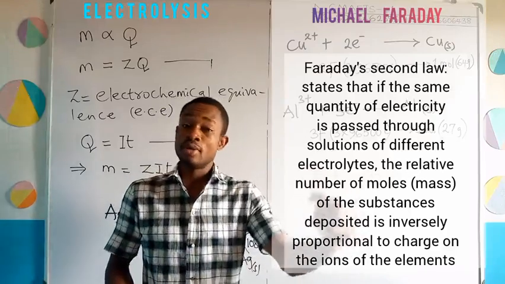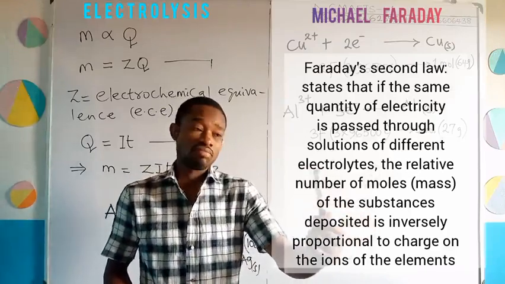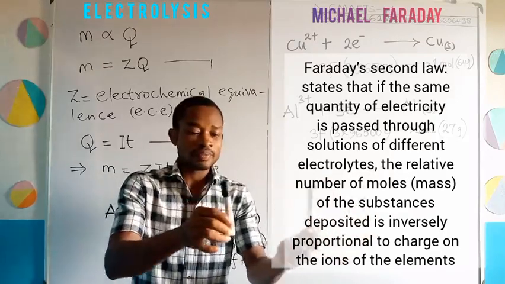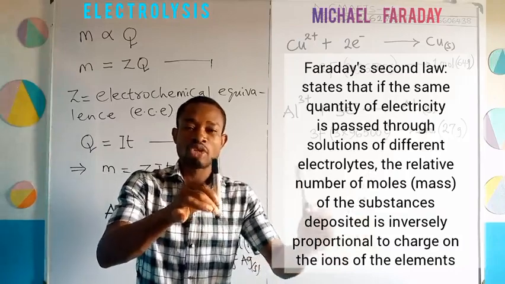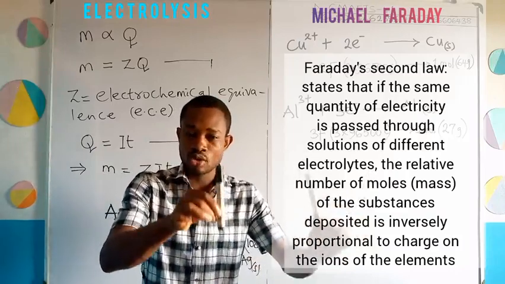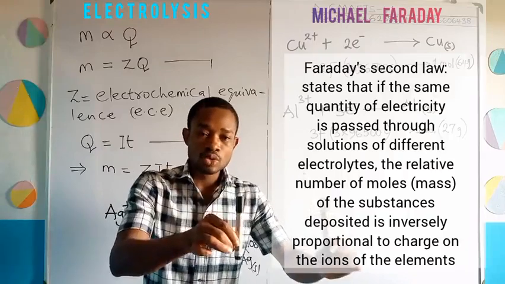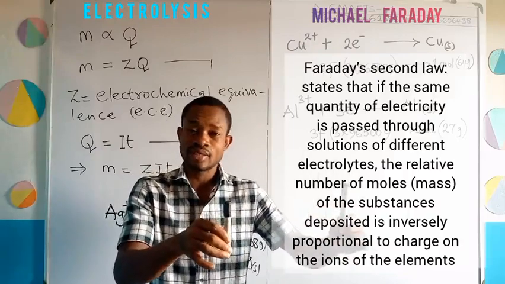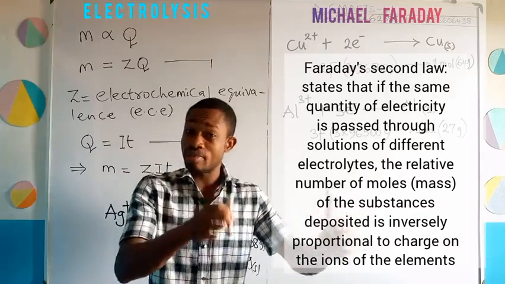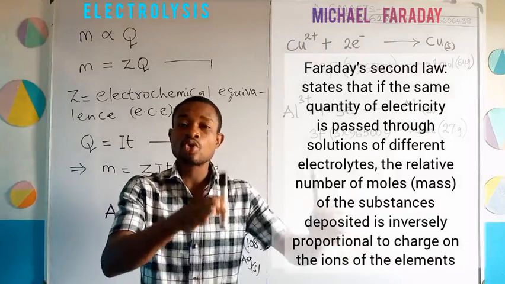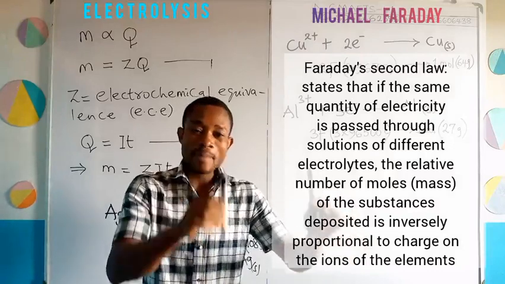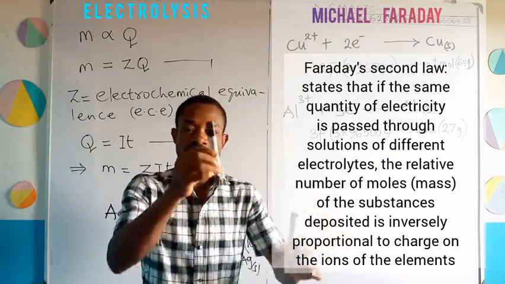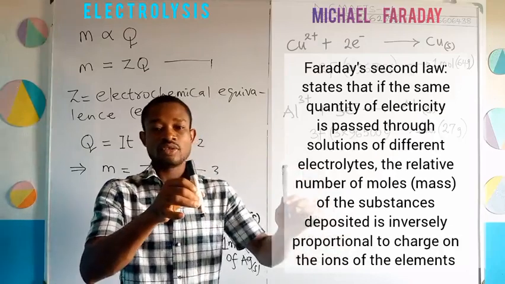If this is trivalent, it will be positive 3. Or if it is divalent, it will be positive 2. So Faraday is now saying, in his second law, that if you pass the same quantity of electricity through these 2 different solutions, the number of moles that will be deposited, or otherwise the mass of each of them, even though the quantity of electricity you pass through them is the same, the mass you are going to obtain will be different. The mass you are going to obtain will be inversely proportional to the charge of these ions.